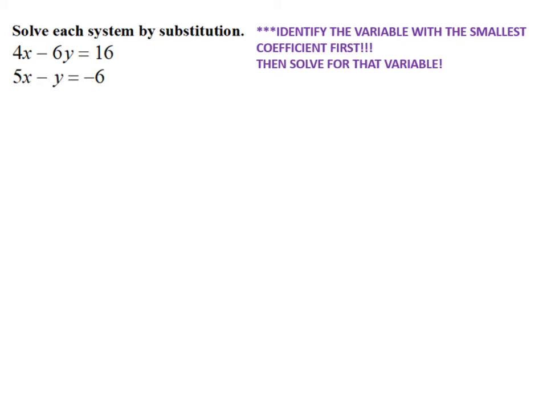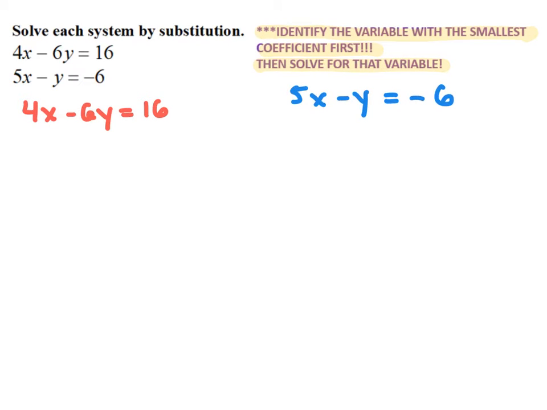In this example, our two equations are 4x minus 6y equals 16 and 5x minus y equals negative 6. Now it tells us to identify the variable with the smallest coefficient first and solve for that variable. So in this case, the variable with the smallest coefficient is the negative y. So in order to get that variable by itself, I would first have to subtract 5x from both sides.